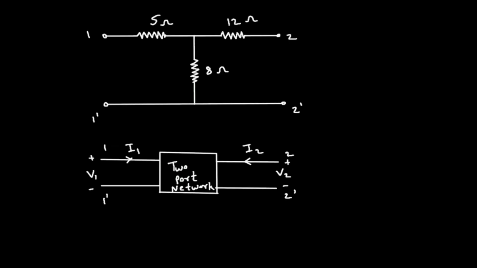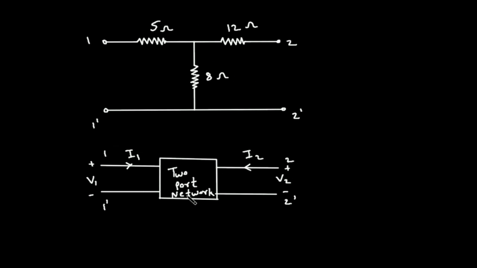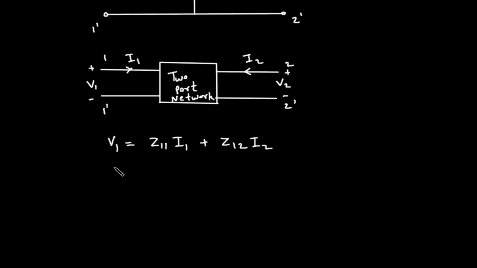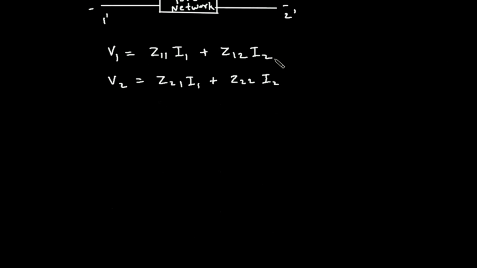Now the Z parameter equations for this two-port network will be V1 is equal to Z11 I1 plus Z12 I2. Then V2 is equal to Z21 I1 plus Z22 I2. This is the expression for the Z parameters. Now first we have to consider I2 is equal to 0. Then from this we have to find the value of Z11 and Z21.